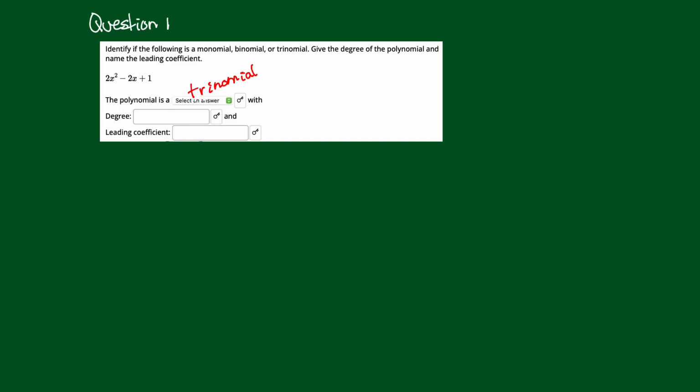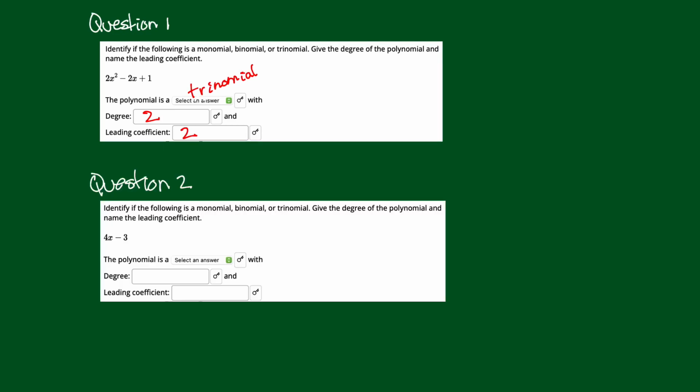And what's up next? Give the degree. All right, the degree is, look at the exponent on the highest degree term. This is a second degree, first degree, 0 degree. So the highest degree term is 2, so this is degree 2. And the leading coefficient is the coefficient, the multiplier of the highest degree term. Now the highest degree term is this one. The leading coefficient there is a 2.